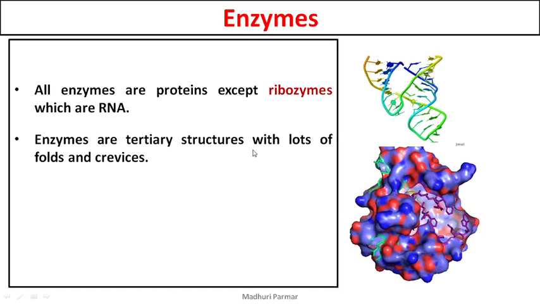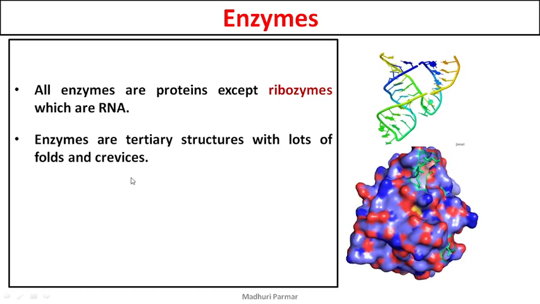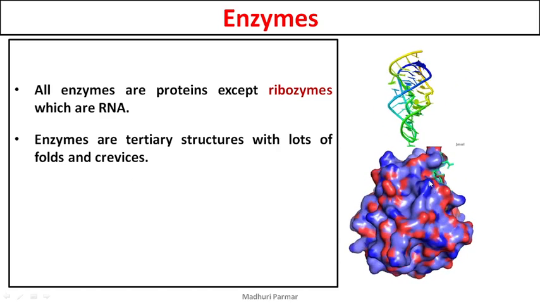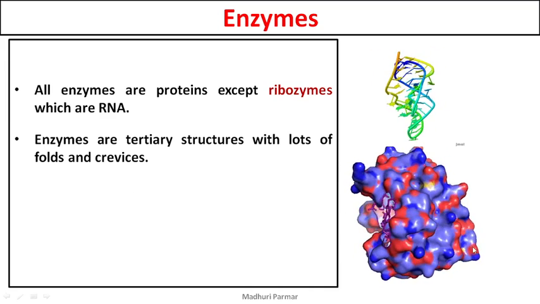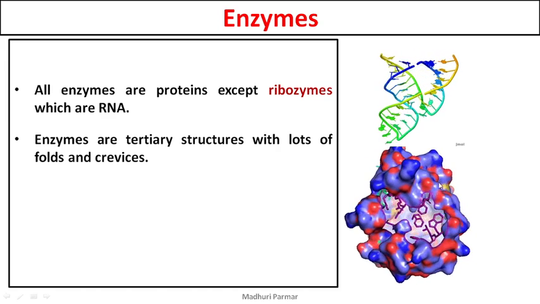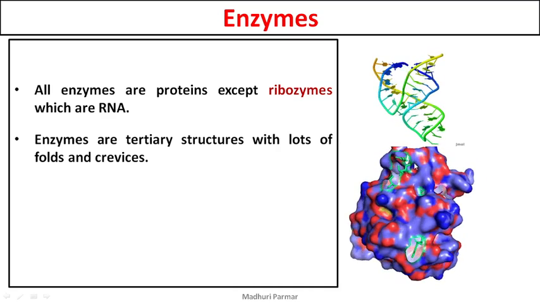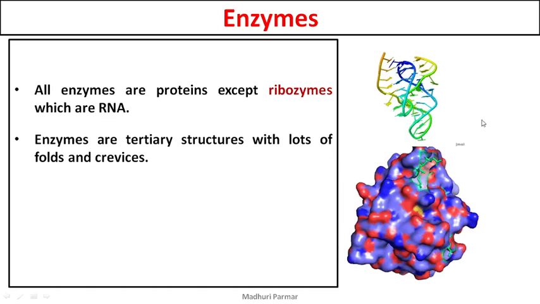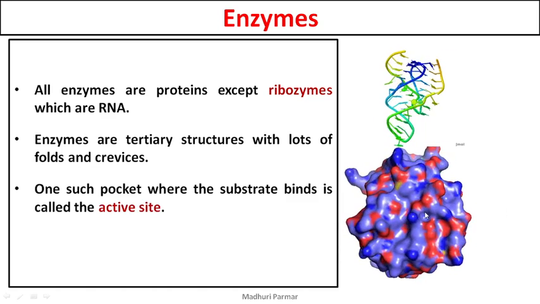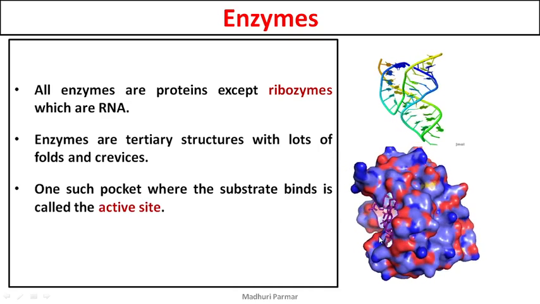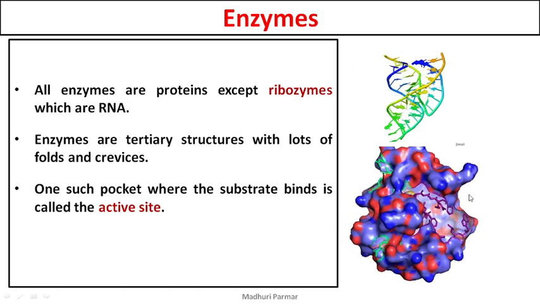All the other enzymes are proteins and they have a tertiary structure with a lot of folds and crevices. You can see a lot of folds, you can see a lot of crevices. Crevices are nothing but slits or depressions. So can you see here there are a lot of ups and downs in the structure. This is the 3D structure of an enzyme. Clear? And it has a pocket. It has a cave-like structure. This pocket that you see here is nothing but the active site.